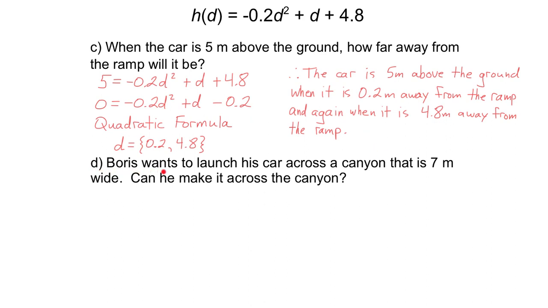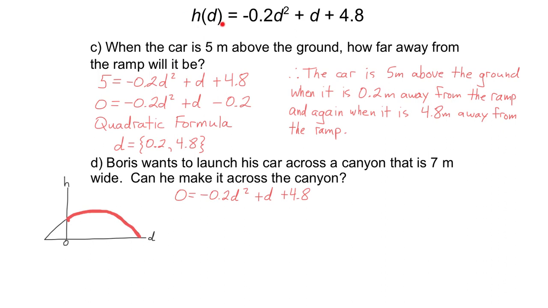Okay, part D. Boris wants to launch his car across a canyon that is 7 meters wide. Can he make it across the canyon? Again, if we think about what this would look like on the graph of height versus distance away from the ramp, he's going to start at the edge of the ramp, he's going to go up a little bit and then back down. We want to see if he can get across the 7 meter wide canyon. So we need to know how far away he's going to land. So we want to know the distance at what height? When the height is 0, when he's on the ground.